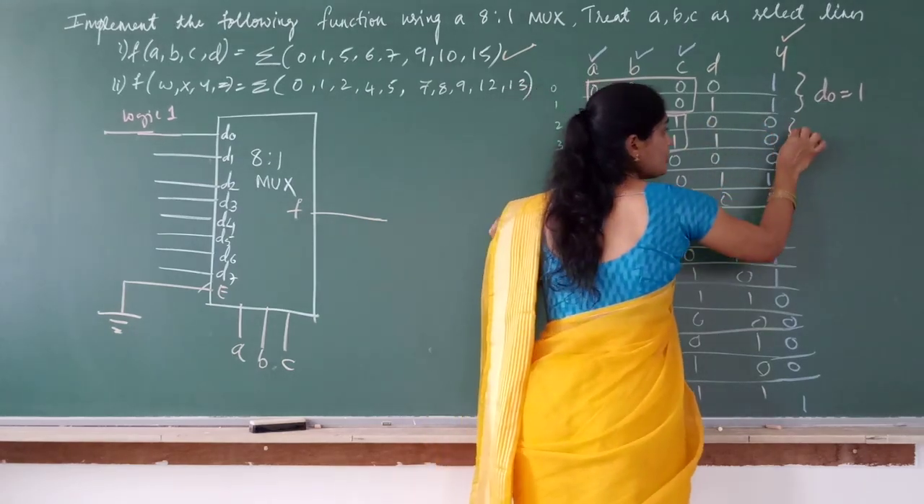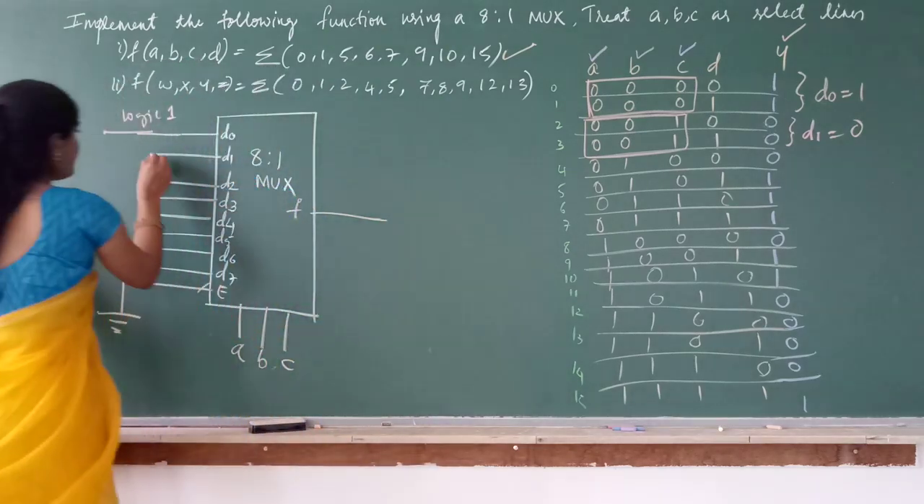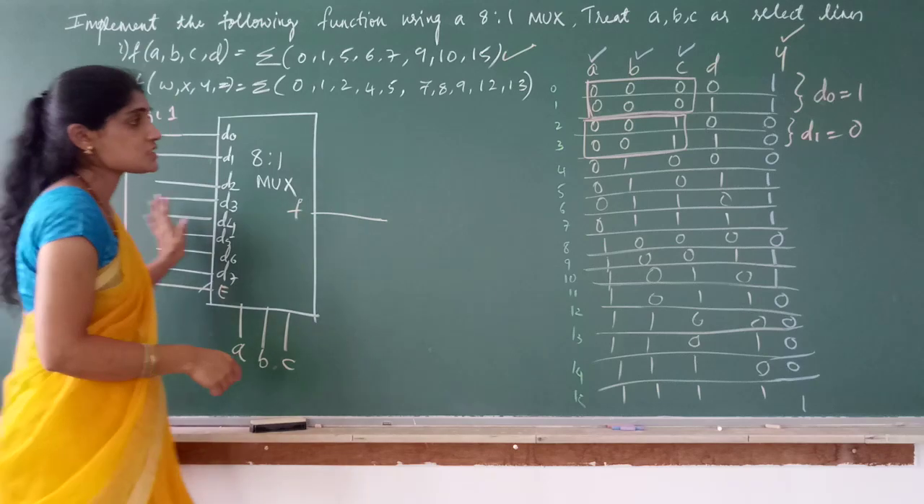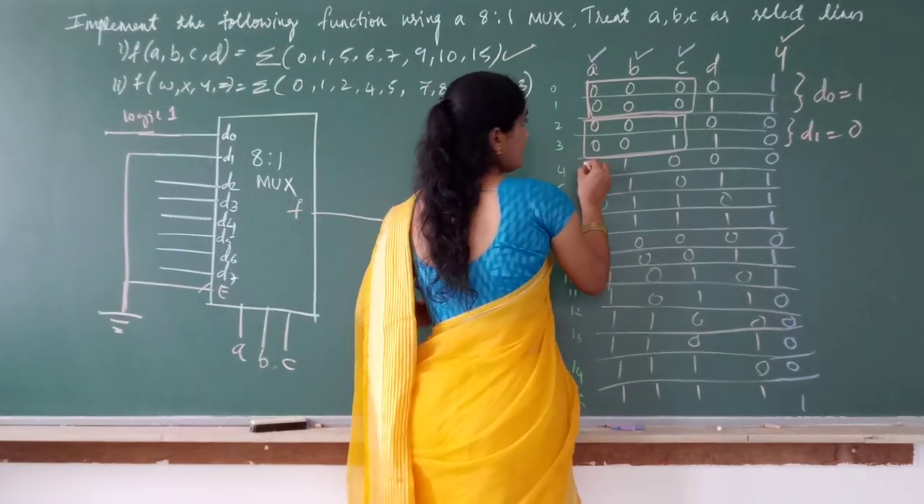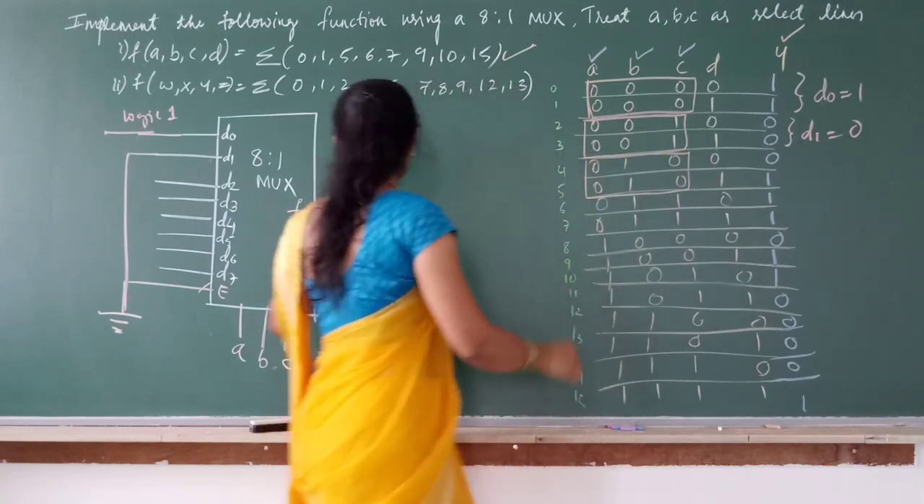Output is 0 for both. So D1 is equal to what? 0. So connect D1 to ground. You can connect here only. Connect D1 to logic 0. Now, when ABC is 0, 1, 0, what will be connected?